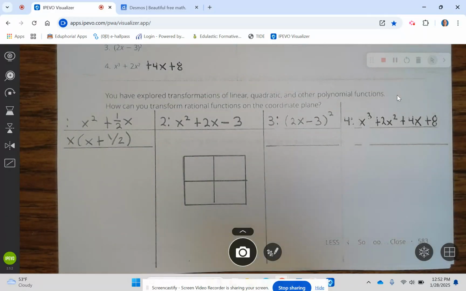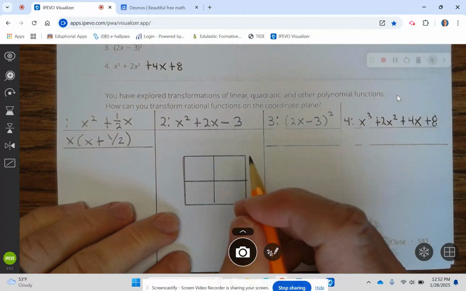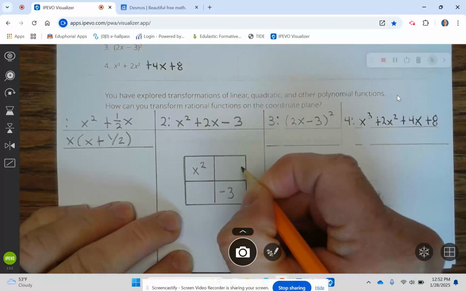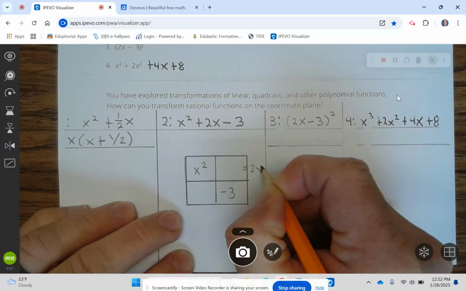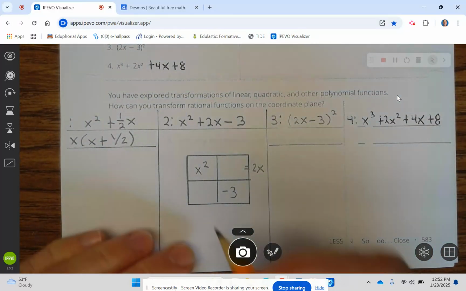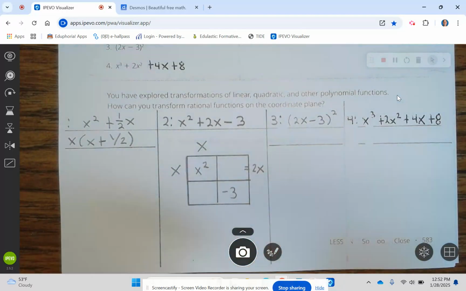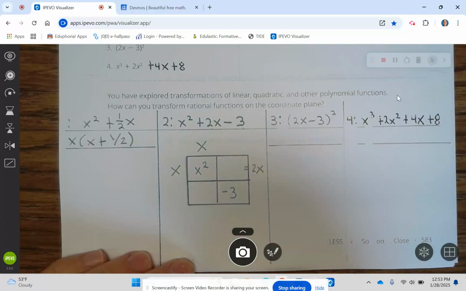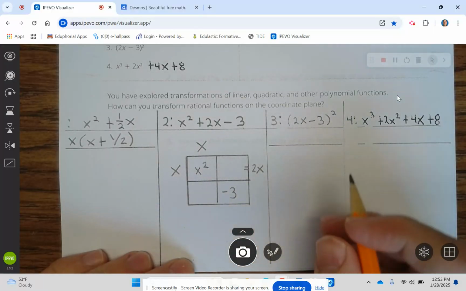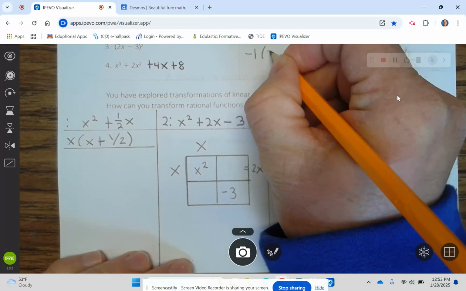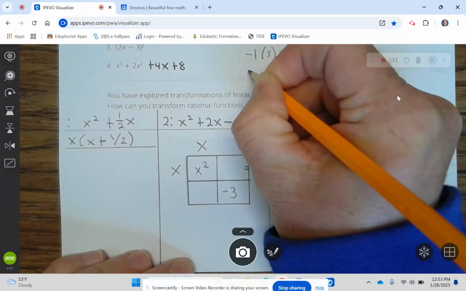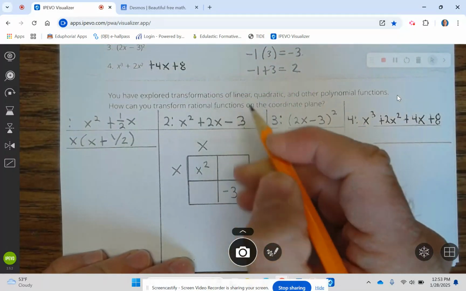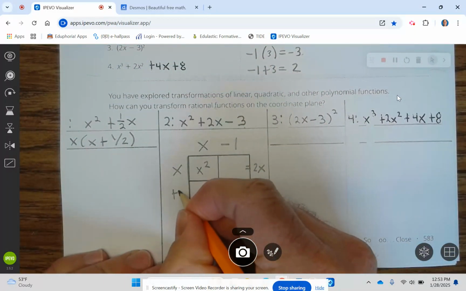Alright, number 2. We're going to factor using the reverse box method. So we have first term, last term, and these two need to combine to be 2x. Now we know x and x makes x squared. Now we figure out what numbers multiply to give us -3 and combine to be 2. Since the middle number is positive, the bigger number is positive. So -1 times 3 is -3, and -1 plus 3 is 2. So we have our -1 and 3, so our factors are x minus 1, x plus 3.